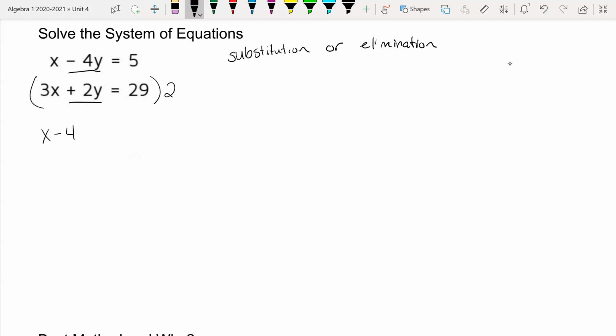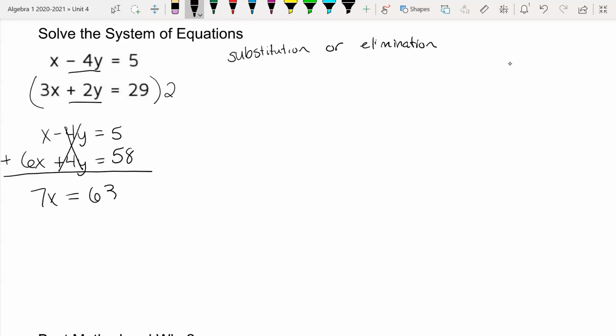So now I'm going to have x minus 4y equals 5. That equation did not change. This is going to be 6x plus 4y equals 58. Well, if you notice, now when I add them, my y's are going to cancel. I'm going to get 7x equals 63. Divide by 7. x is 9.